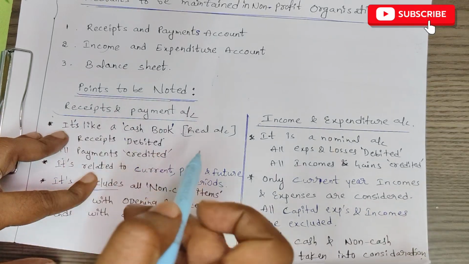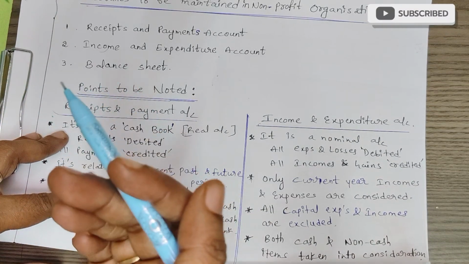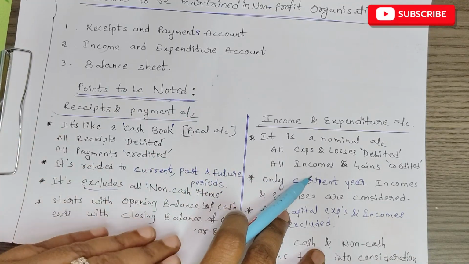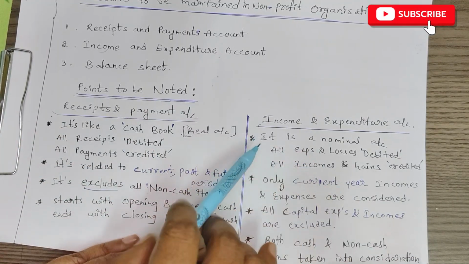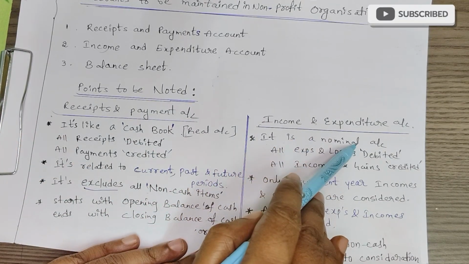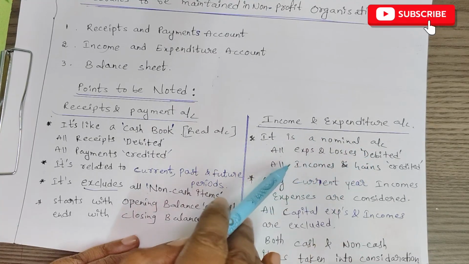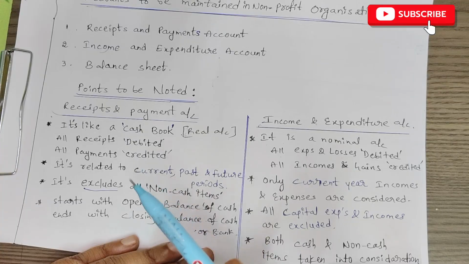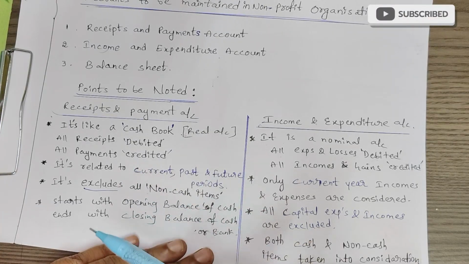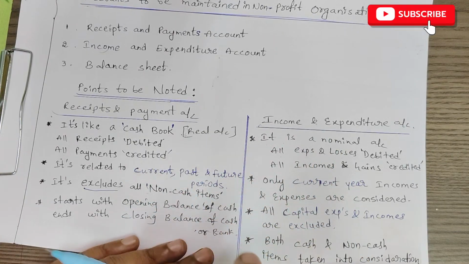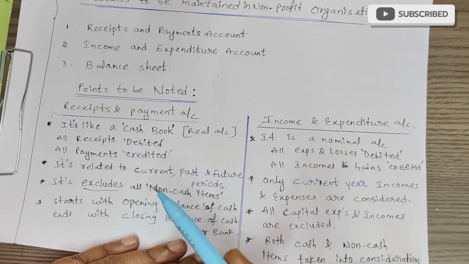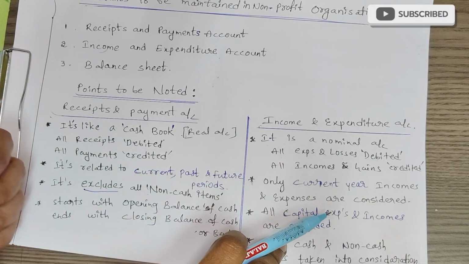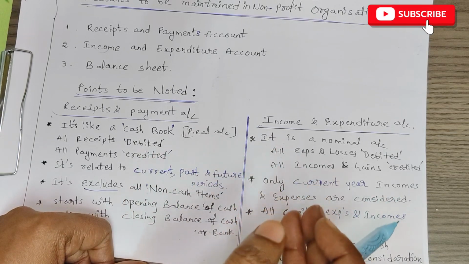So income and expenditure account is a nominal account. All expenses, losses debit, all incomes and gains credit. See here also I have given some points to be noted. It is a nominal account. Nominal account rule is all expenses, losses debit, all incomes and gains to be credited. If you have any expenditure or loss, that should be debited to income and expenditure account. If you have incomes or gains, that should be credited to income and expenditure account. So in income and expenditure account, debit side we have expenses, credit side we have incomes.